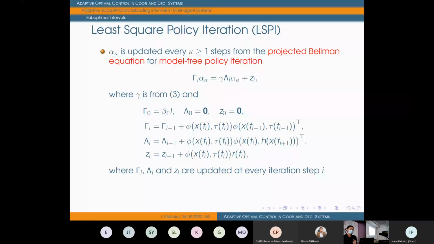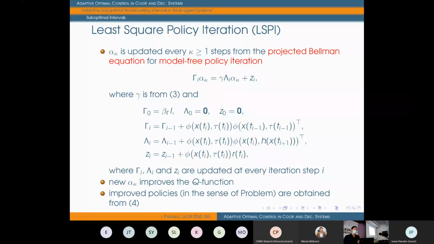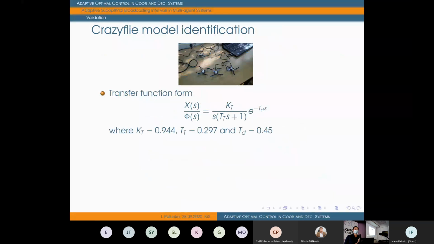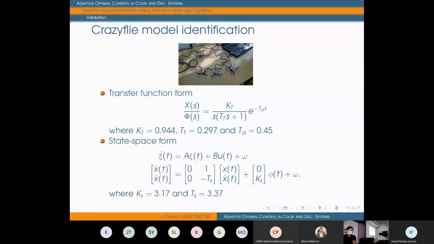So we ran this algorithm in real time while we were doing the experiment. We started with the linear system identified just to get the upper bound, the stability bound on the system, because we cannot claim that our system is stabilizable with this controller. We can claim that it's optimal. So we got these parameters. What we are using is Crazyflies. So it's basically a simple linear system of the second order with a delay. Okay?